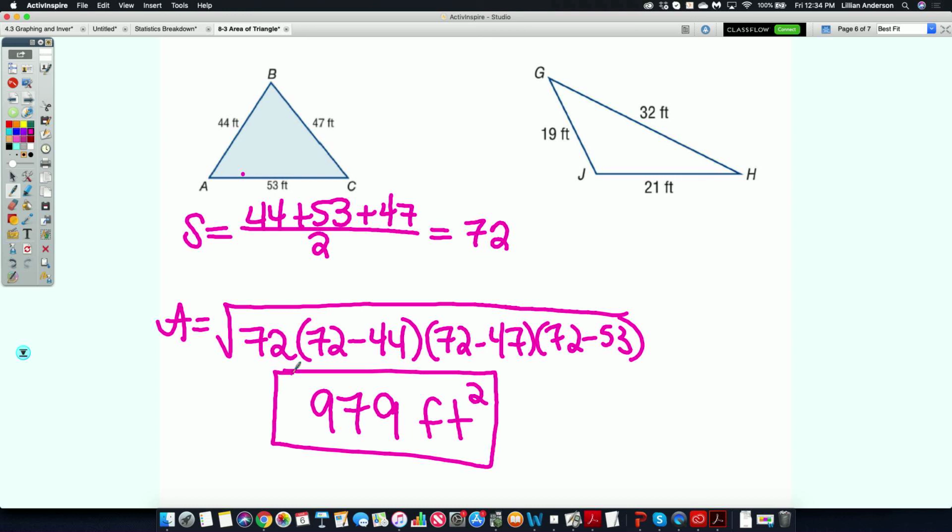Yes, feet squared. Remember, area is always your units squared. When I'm looking for a side length, like when I use law of sines or law of cosines, it's just feet. But I'm talking about area here, so I actually want my units squared. Okay? Let's look at the second one. Remember, I'm given all three sides, so I need to find the value of S. S is going to be the sum of all three sides divided by 2.